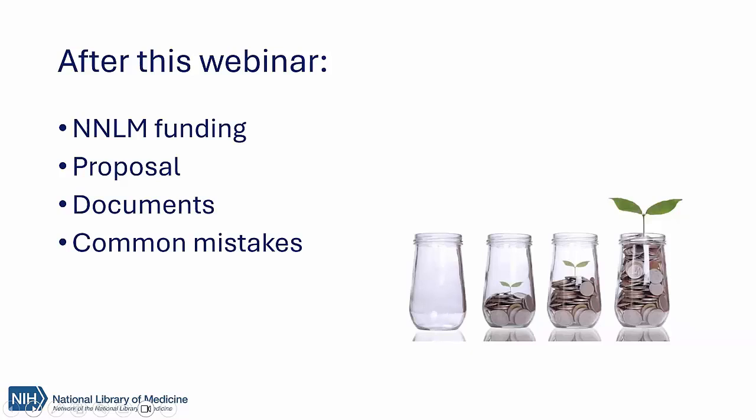After this webinar, you should be able to apply for funding from NNLM, describe the basic sections of a proposal, identify types of documents necessary to include with a proposal, and recognize the common mistakes of proposal writers. For additional information, we recommend the NNLM Proposal Writing Toolkit. The link to this toolkit is included in your handout. This toolkit is an important source of information on applying for NNLM funding beyond what I am offering in this 1-hour webinar.